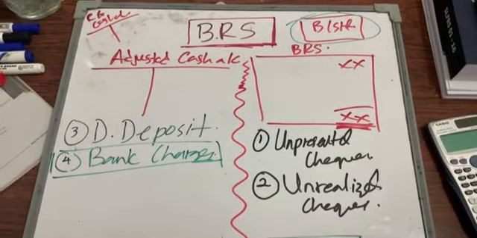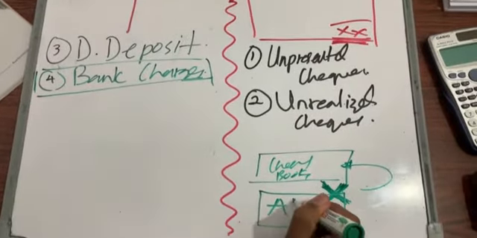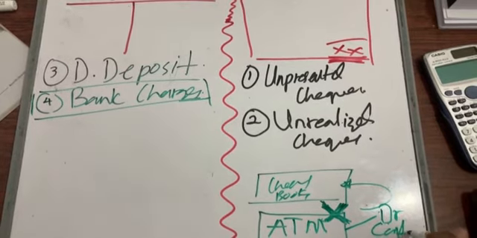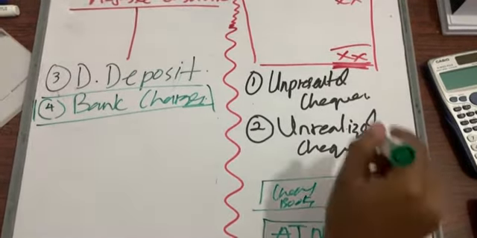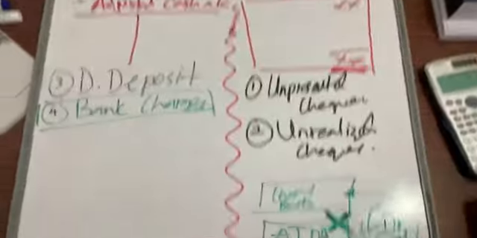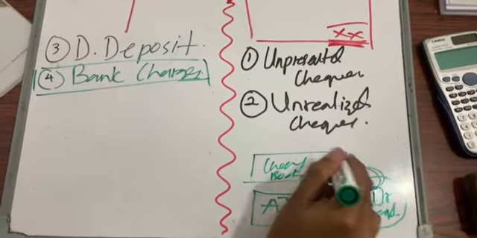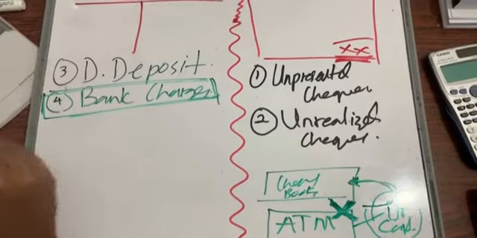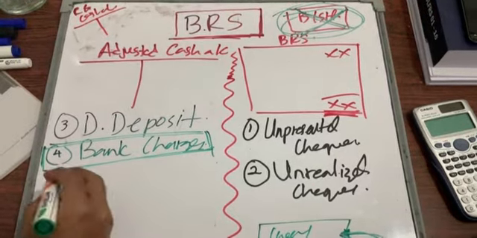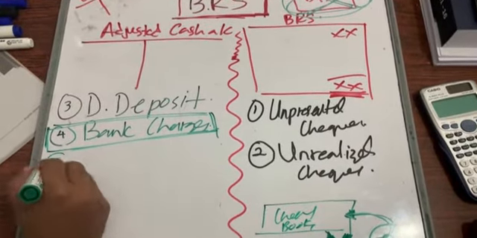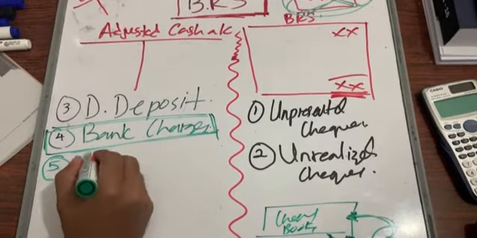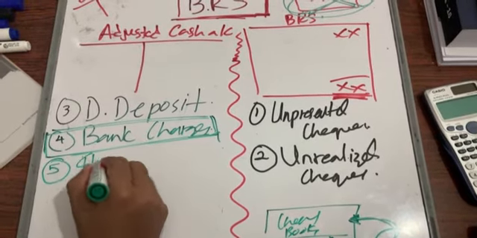For example, you are obtaining an ATM card, generally a debit card. For that particular card, the bank will deduct the amount directly from your account. Those types of charges are also known as bank charges. Next, standing order payment. Standing order payment is also adjusted in the cash account. It is taken to the adjusted cash account.